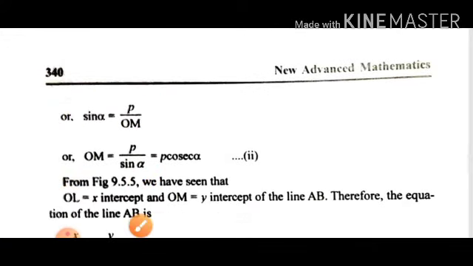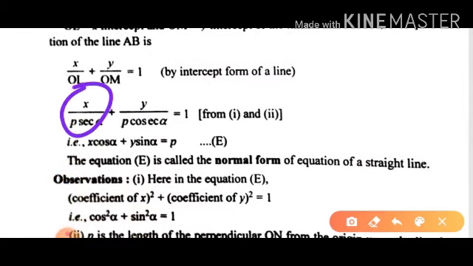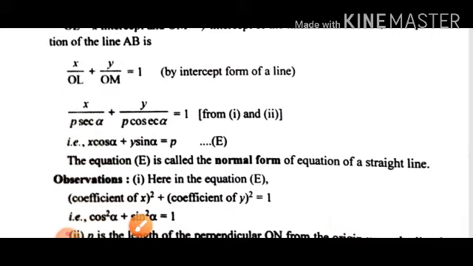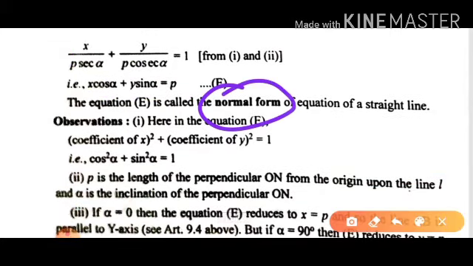On doing this we got the value. Then we put the value, and on writing this, these are the reciprocals. So sec alpha we can write as 1 by cos alpha, and 1 by cosec alpha we can write as sin alpha. So p will go on that side, so it will be equal to p. So the equation of a line in normal form is x cos alpha plus y sin alpha equal to p.